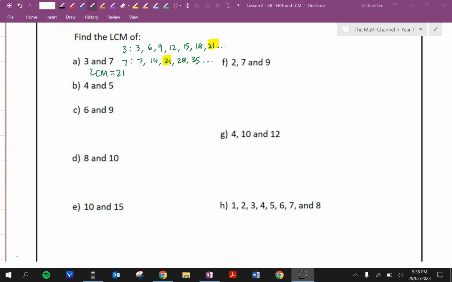Actually, maybe just go up to E. Let's just do B, C, D, and E. See if you can work out what the lowest common multiple of each of these are, and then I will show you my strategy. Or see if you can come up with a strategy first, and then I'll show you mine.